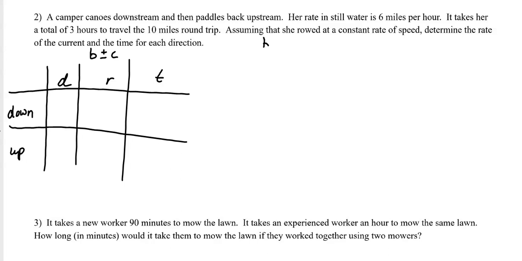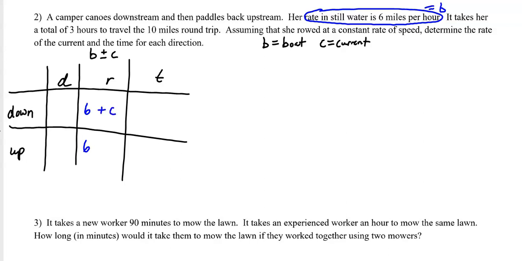Let me just define my variable here real quick. B is boat. C is the current. And let's fill in what we know. So we go downstream, paddle back upstream. The rate in still water is 6 miles per hour. So that is going to be my B, rate in still water. This is B. So I'm six. We don't know the current. So this one's going to be downstream. We get to add the current. Upstream, we take it away.